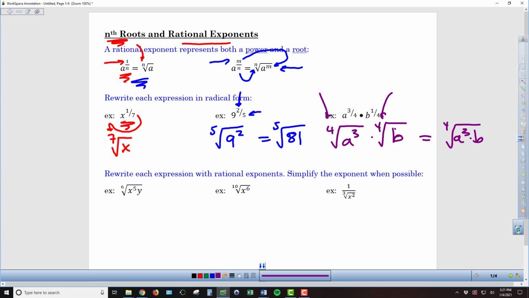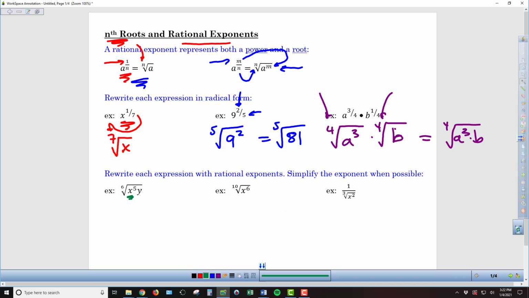So again, the idea here is whatever number is in the denominator of the exponent is going to be the root. Whatever number is in the numerator of the exponent is going to be the power on the variable underneath that root. And so in the next set of examples, we're just working in the opposite direction. So now instead of being given the expression in exponent form and writing it as a radical, now we're taking the radical form and writing it as an exponent. So the same rule applies.